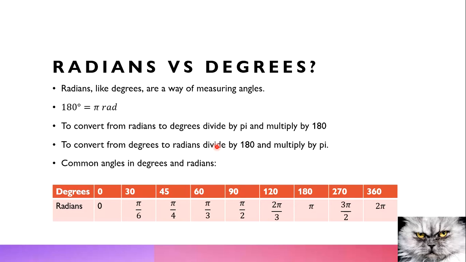Now, I basically used the 180 equals pi to remember how to convert. Because if I know 180 is equal to pi radians, and I want to know how many radians is equivalent to 30 degrees, I'm going to divide by 6. And then we would get the answer.